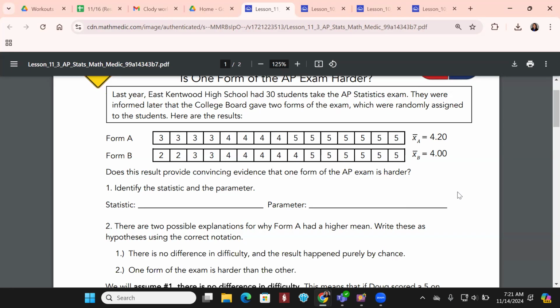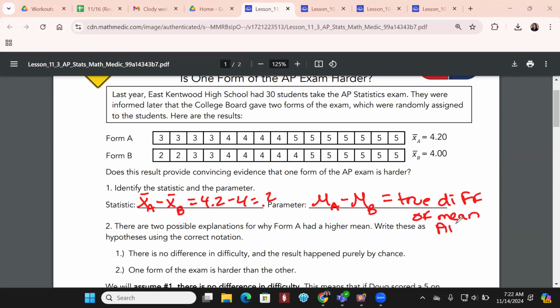Identify the statistic and the parameter. So the statistic is going to be X bar A minus X bar B. So that's 4.2 minus 4, which is a difference of 0.2. The parameter is the average of A minus the average of B, which equals the true difference of mean AP exam score. Everybody good?